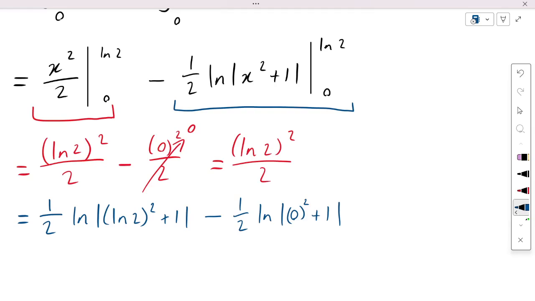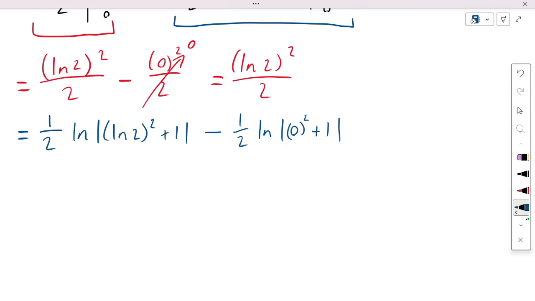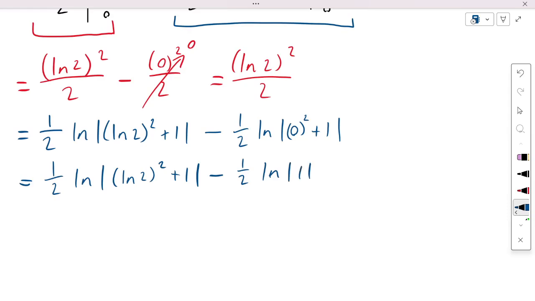Okay, great. And then we can simplify more. So we're going to have a half multiplied by the natural log of, we're going to leave it the same, the natural log of 2 squared plus 1. And then it's going to be minus a half multiplied by the natural log of, well, this is going to be 0 plus 1, which is 1. And we know the natural log of 1 is just equal to 0, so this whole thing is just equal to 0. So therefore for the blue, we're just left with a half multiplied by the natural log of the absolute value of natural log of 2 all squared plus 1.